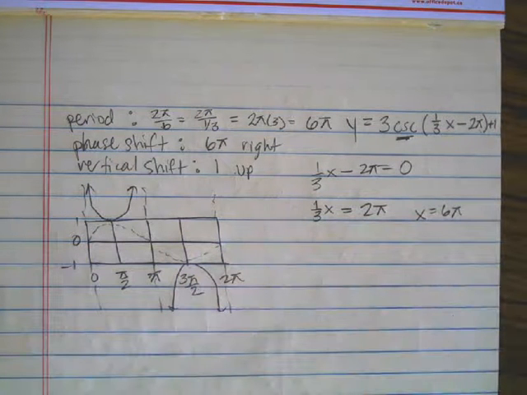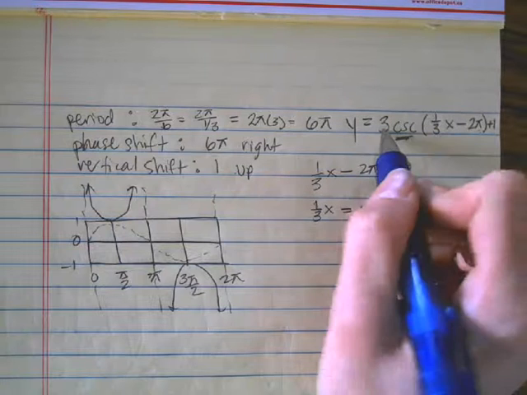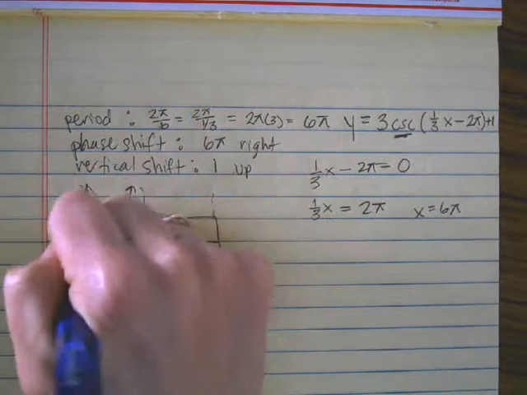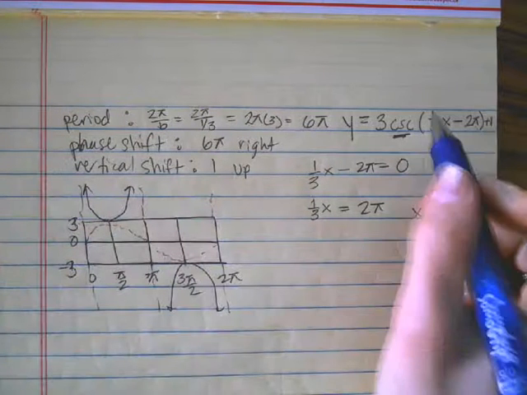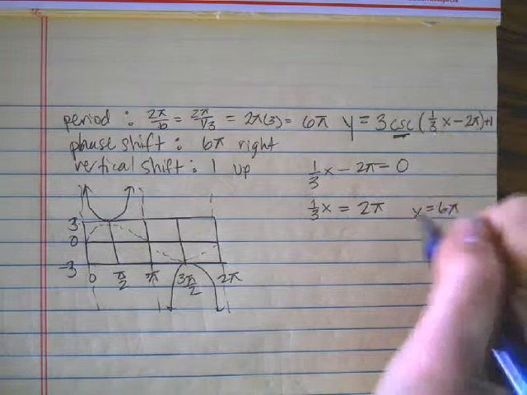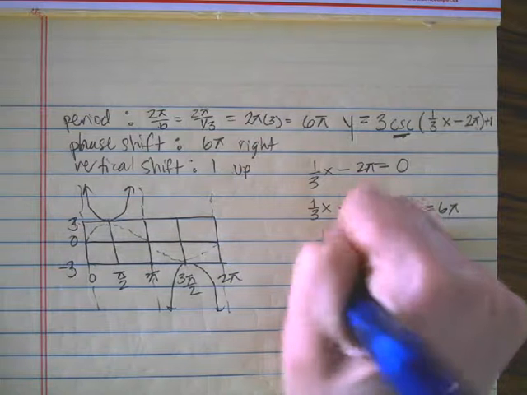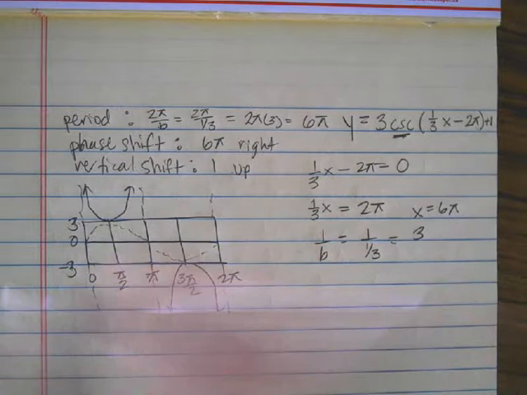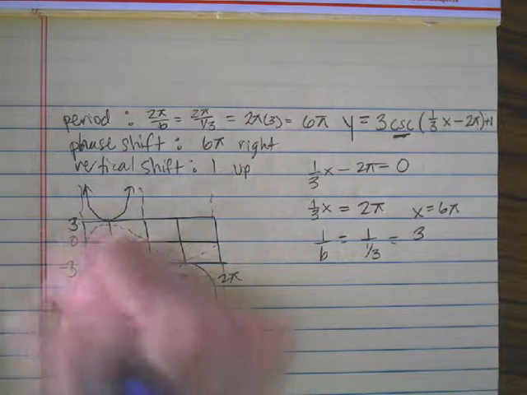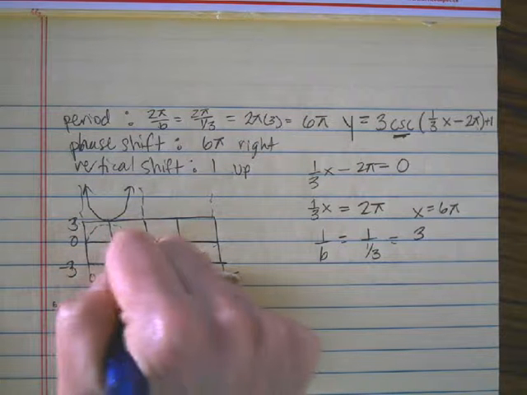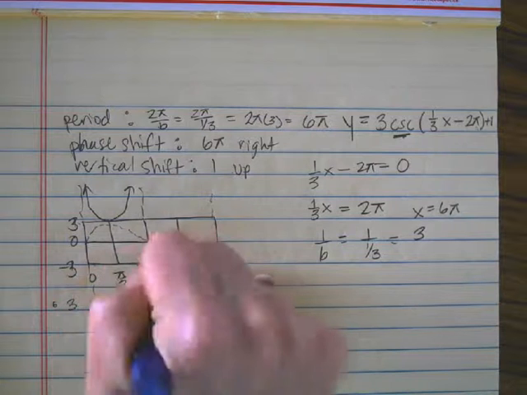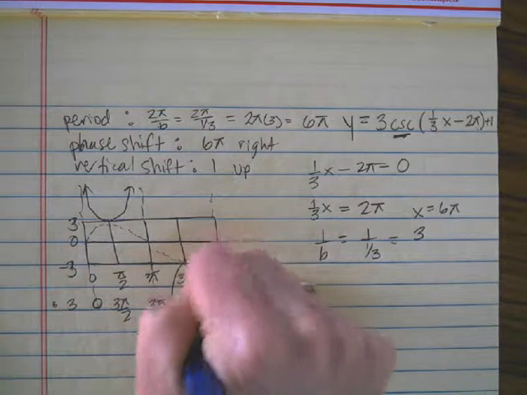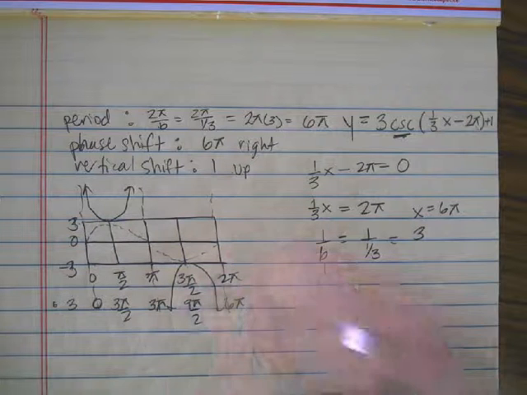So I work from left to right. So the 3 on the side multiplies the side by 3. So we have 3, 0, negative 3. Then the 1/3, so you multiply the bottom of the box by 1 over b, which 1 over 1/3 is 3. So we're going to multiply everything by 3. So that's 0, 3 pi over 2, 3 pi, 9 pi over 2, 6 pi.